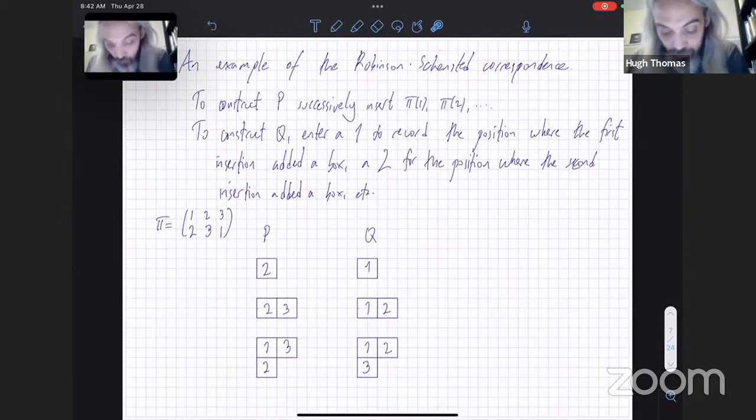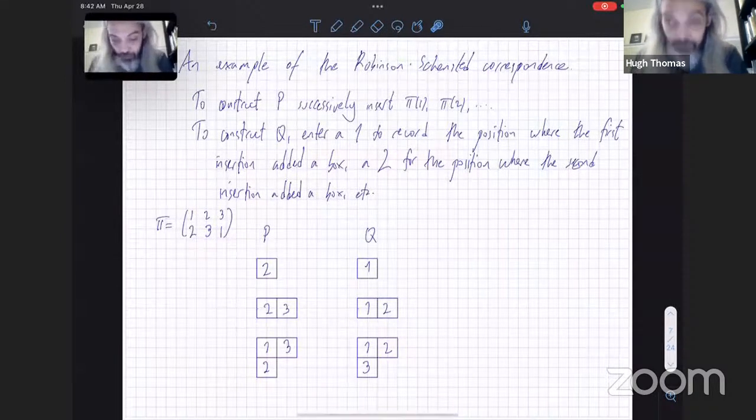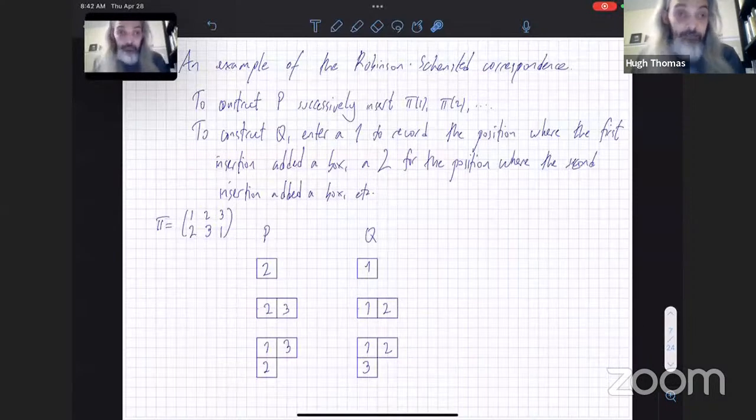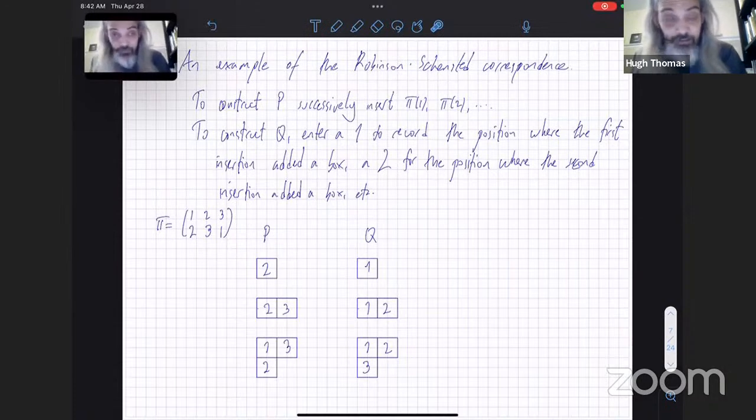And so we can conclude that at the previous step, we were here. And so now by induction, we can keep going. We can peel back off the entries and reconstruct pi. So that's Robinson-Schensted, and it's a bijection.